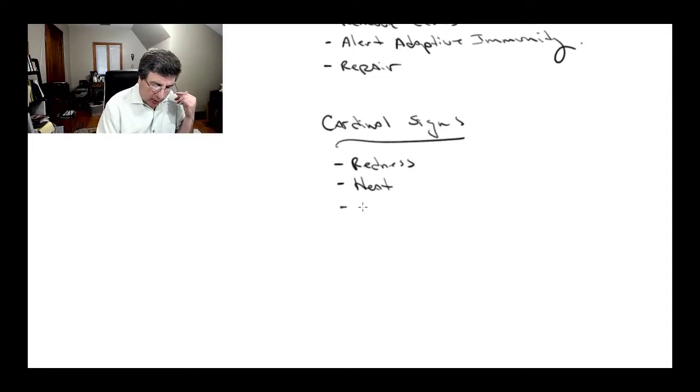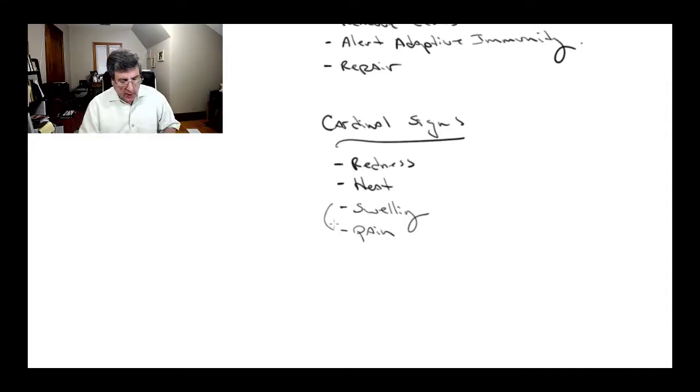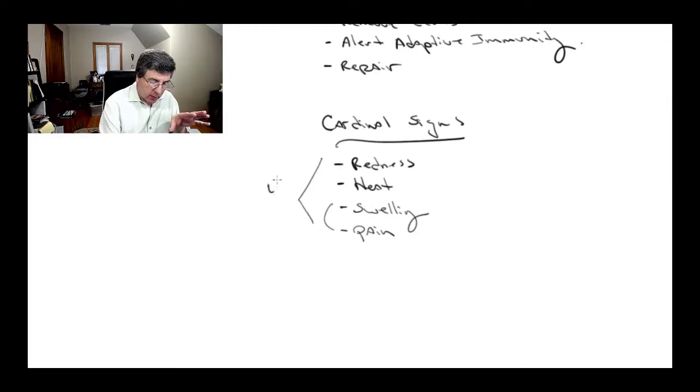We're going to have swelling. And then we're going to have pain. Okay, and we'll talk about these last two shortly. First, we'll jump in on the redness and heat when we talk about chemical releases. Now, those are your four primary ones. Your last one that you will see in some texts is loss of function.